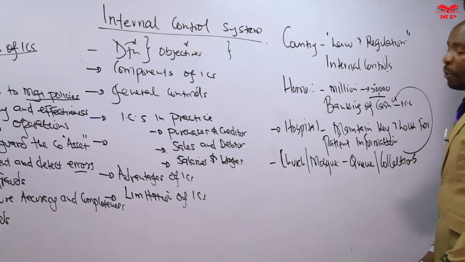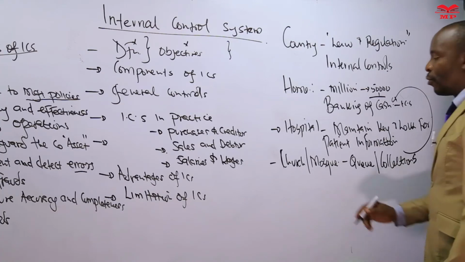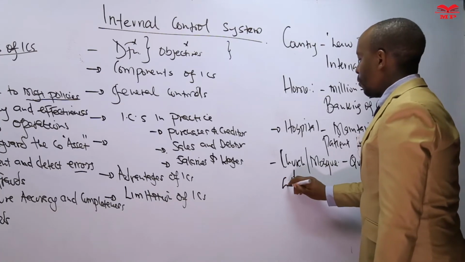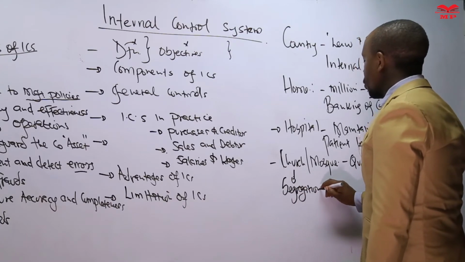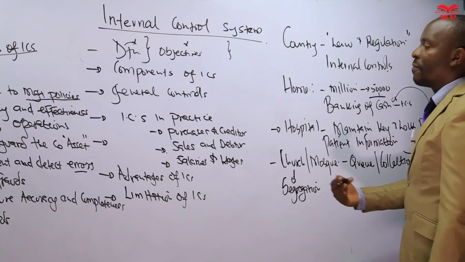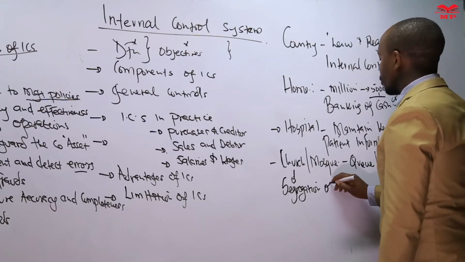Even if we are dealing with people maybe who are of high integrity, we still don't want to take chances. Even if you go to places like churches, you will find there is segregation of duties. We don't have one person doing everything. We segregate, we divide duties among the congregation or maybe the brethren in that church. So we have segregation of duties.